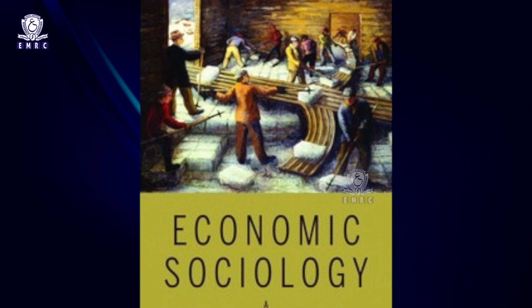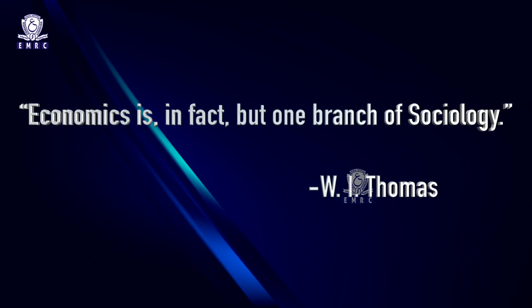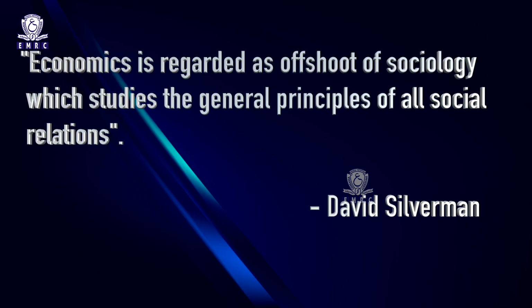However, there exists a great deal of interrelationship between these two social sciences. Both are interdependent and interrelated with each other. Because of this interrelationship, Thomas opines that economics is, in fact, but one branch of sociology. Similarly, Silverman opines economics is regarded as an offshoot of sociology which studies the general principles of all social relations. For its own comprehension, economics takes the help of sociology and depends on it. Economics is a part of sociology, hence, without the help from sociology, economics can't understand itself completely.